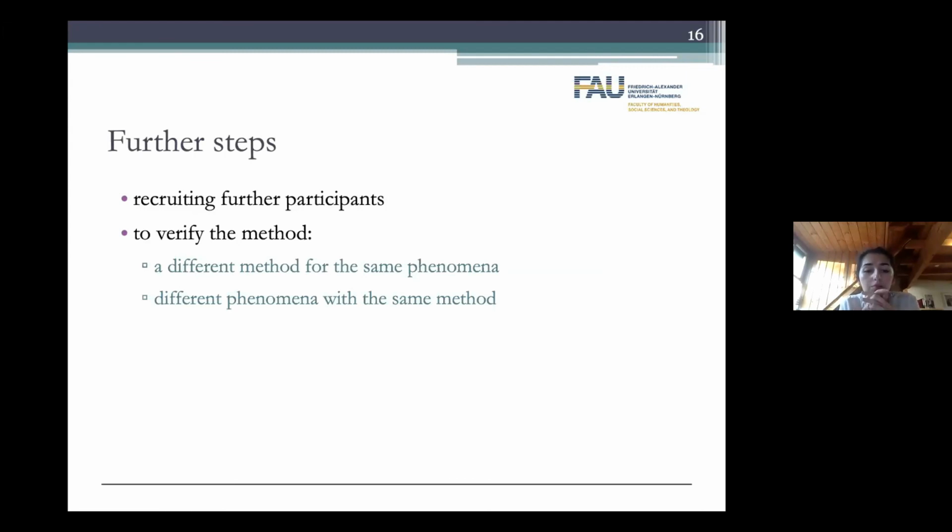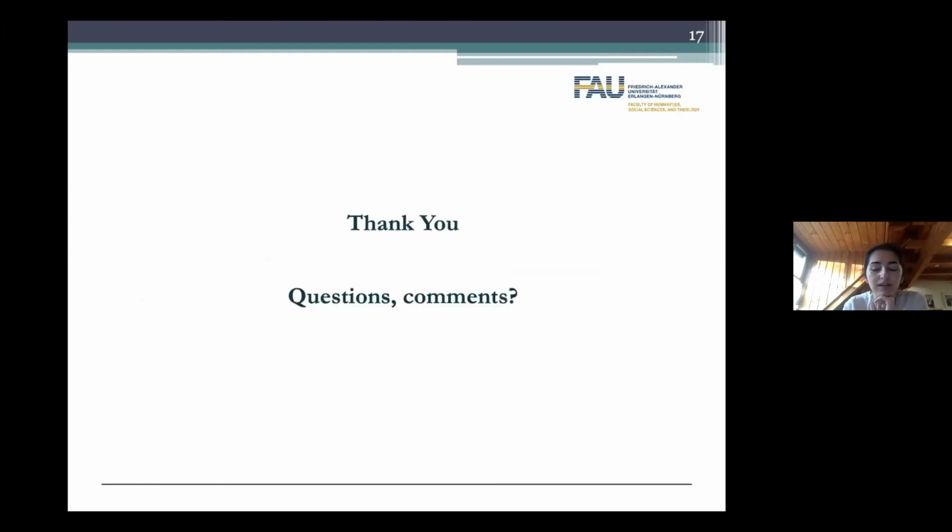And then also I'm going to use different phenomena with the same method, something that is more established in psycholinguistic research, again, to check the validity of the method. So far, this is all I have, and I will be happy to hear your questions or comments.